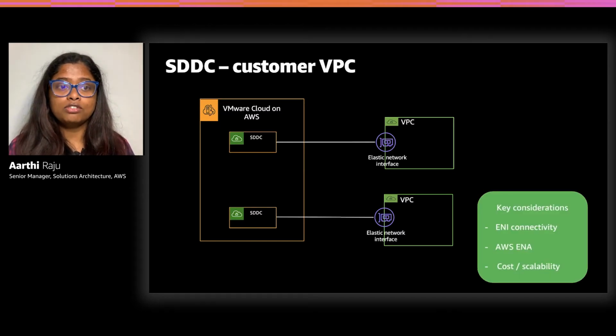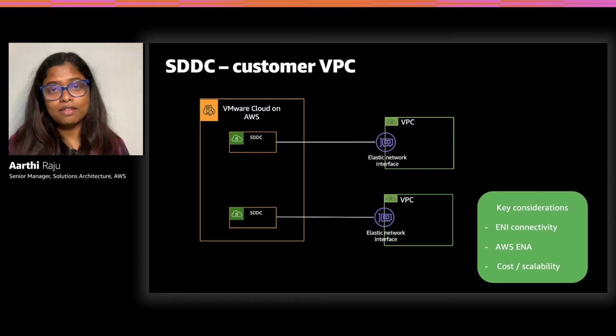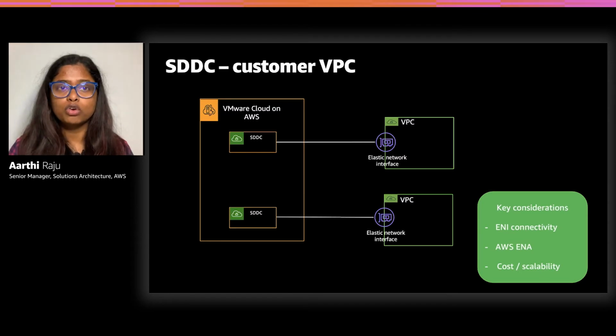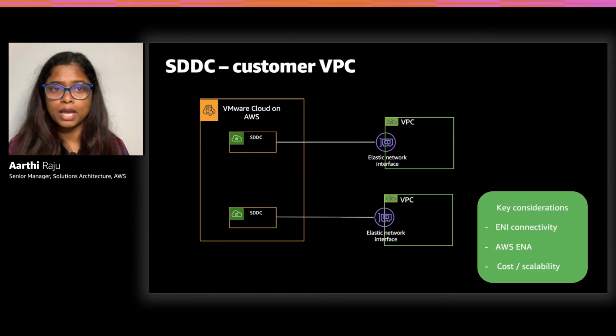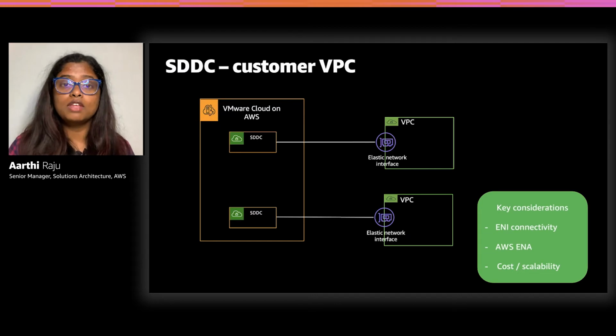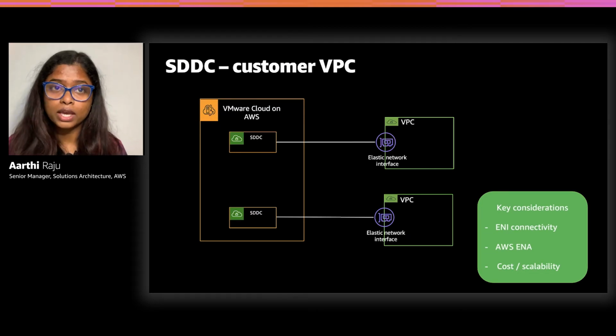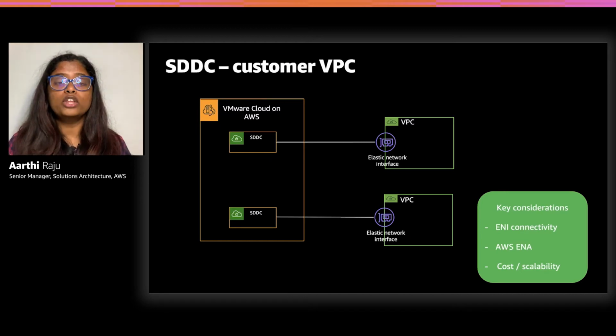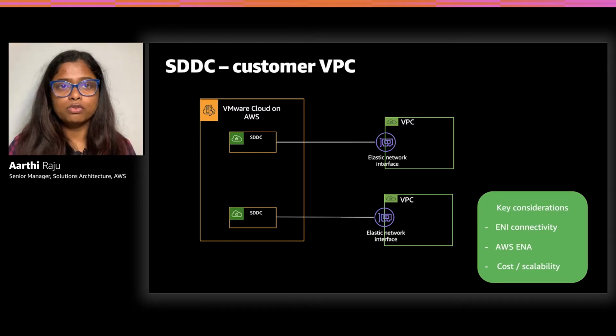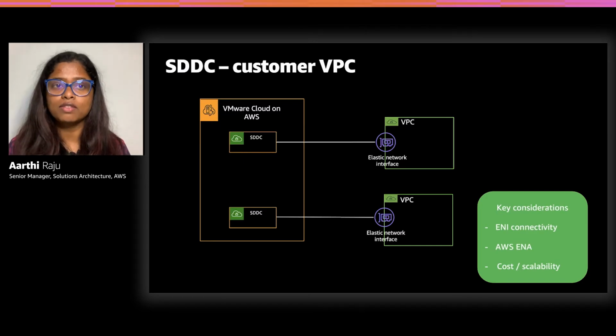Some of the considerations is this is an ENI connectivity, as I mentioned. So it's private connectivity, so you don't have to worry about assigning public IP addresses. This uses the Amazon Elastic Enhanced Networking Adapter. And then in terms of the cost, when you do data transfer between your SDDC and your AWS region that are within the same availability zone, there's actually no cost associated with it. But if it's within different availability zones, then there's the standard AWS data transfer cost.